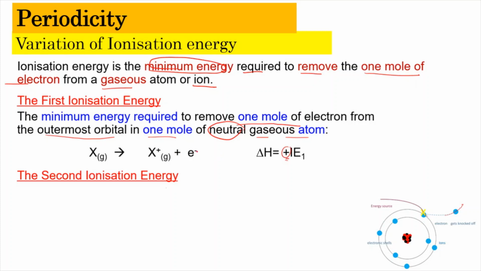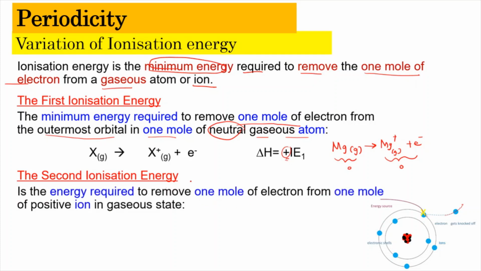So for example, if we have magnesium gaseous atom, once we remove 1 mole of electron, we're going to get magnesium gaseous ion. Okay, so the charge here is going to be 0 and the charge here is going to be 0 as well.